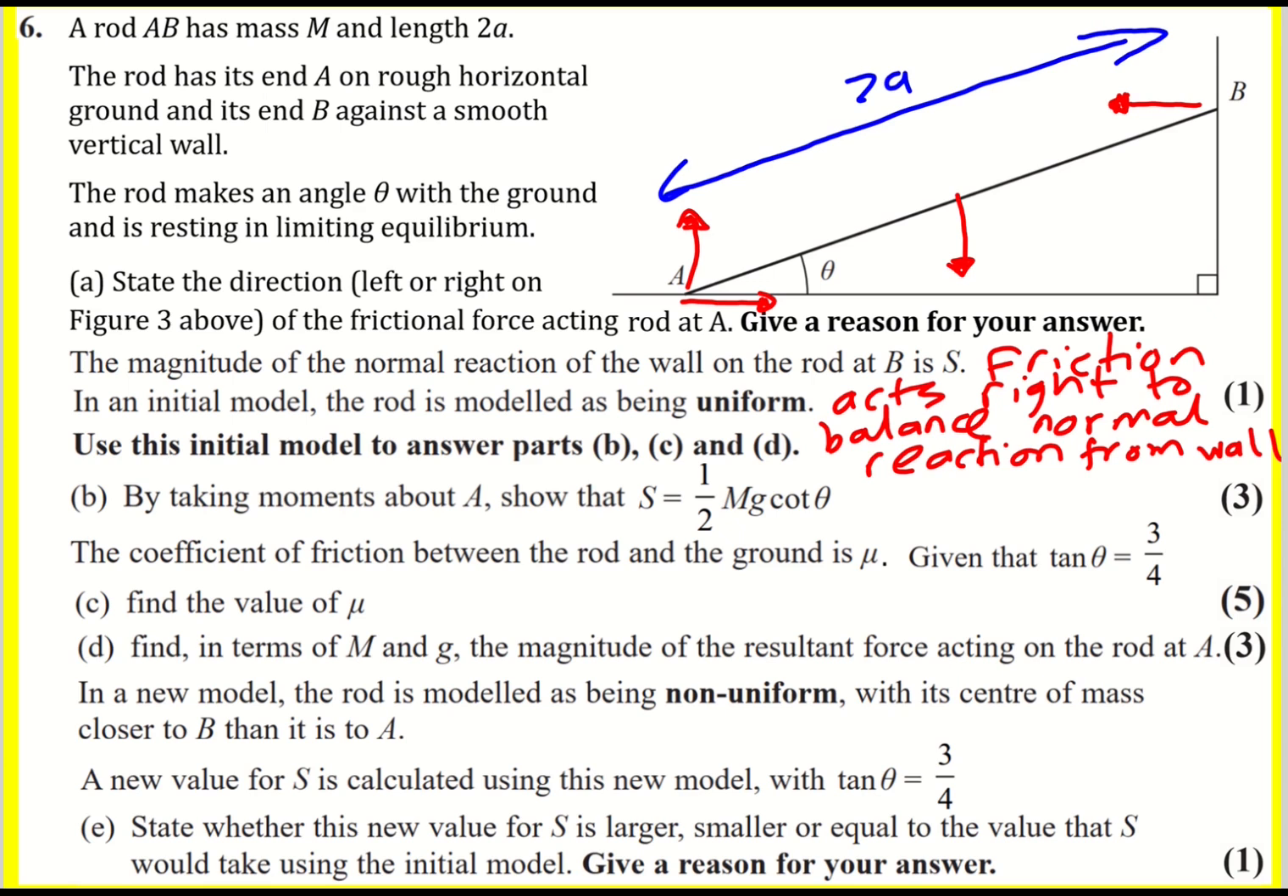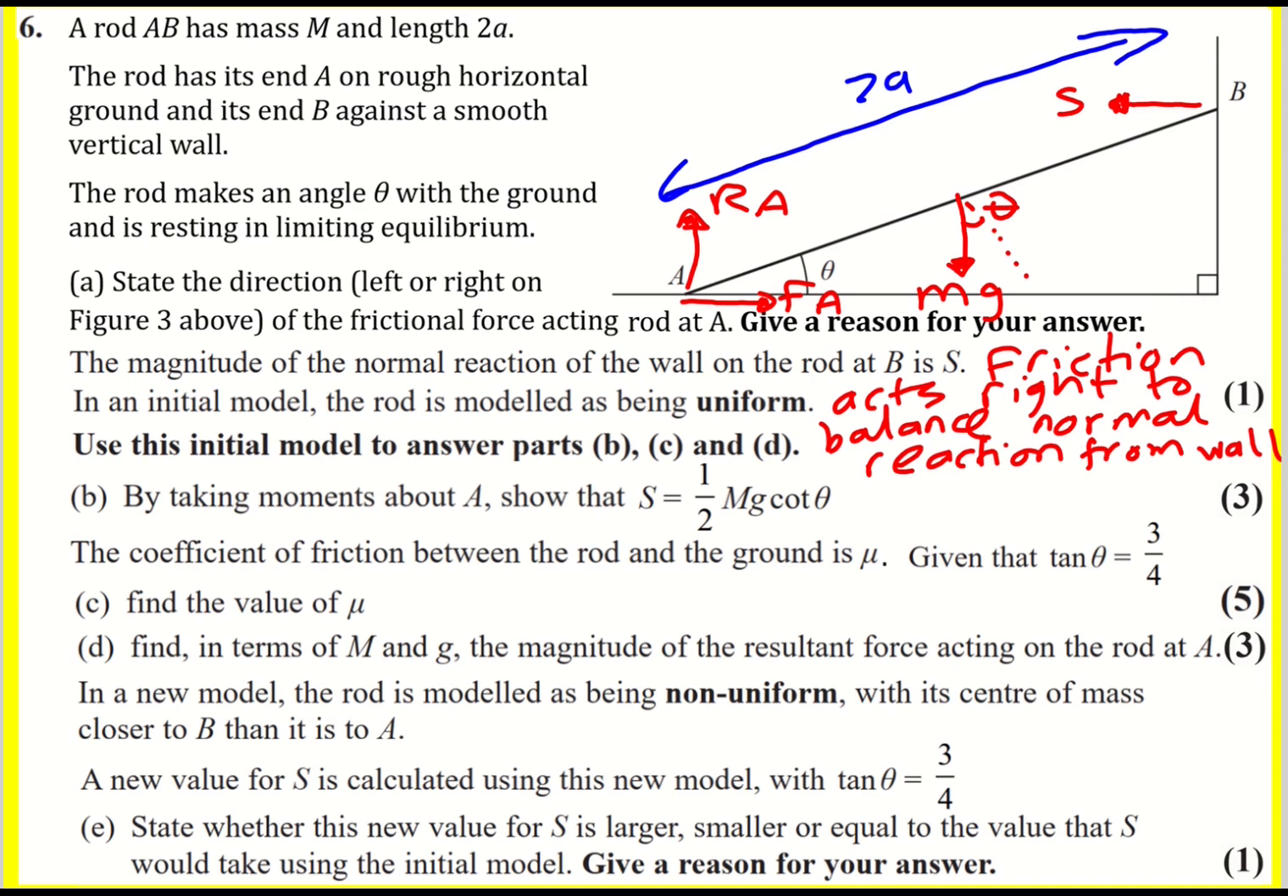The magnitude of the normal reaction of the wall on the rod is S. I normally call it RB, but they've asked us to call it S here. And then, like we said, the rod's modeled as being uniform. So I'm now going to add this force on. It's going to be mg, the weight, and there's going to be an angle here of theta. And then I'll say that this is FA and this is RA, and we are ready to go.